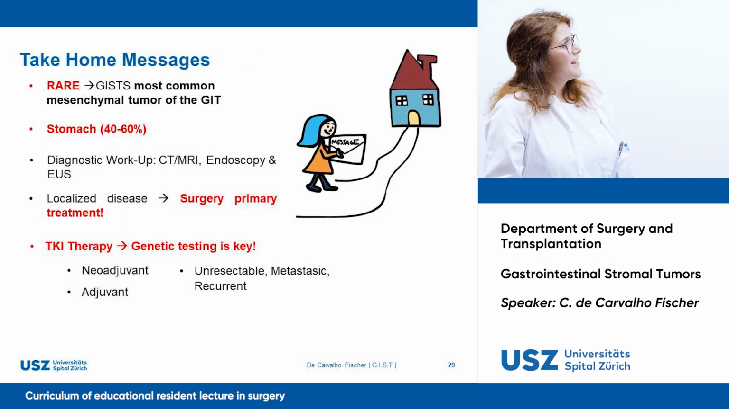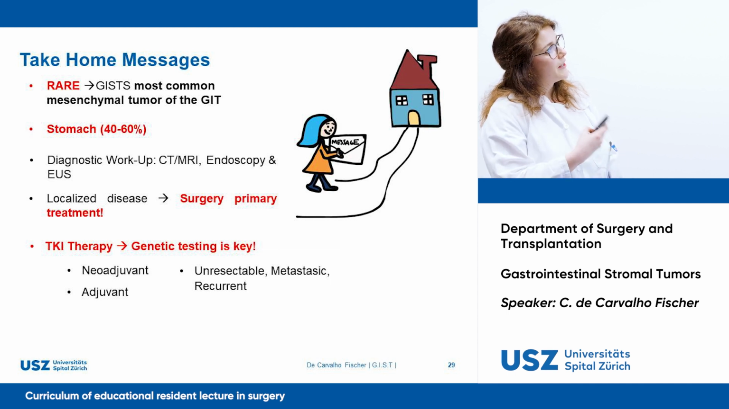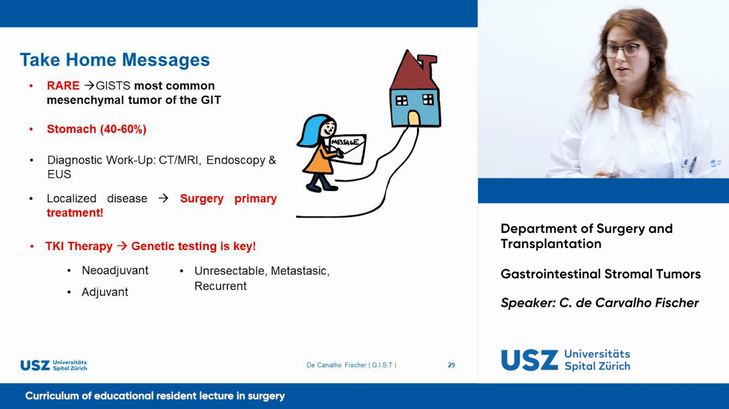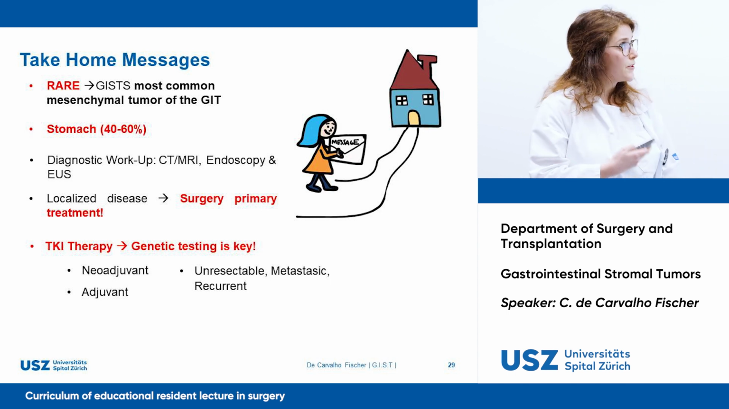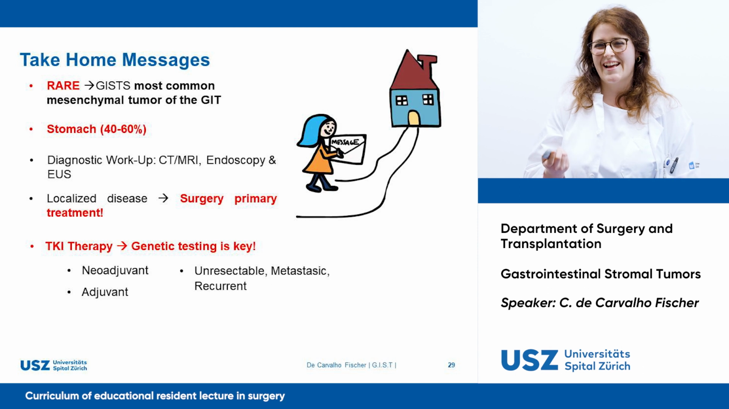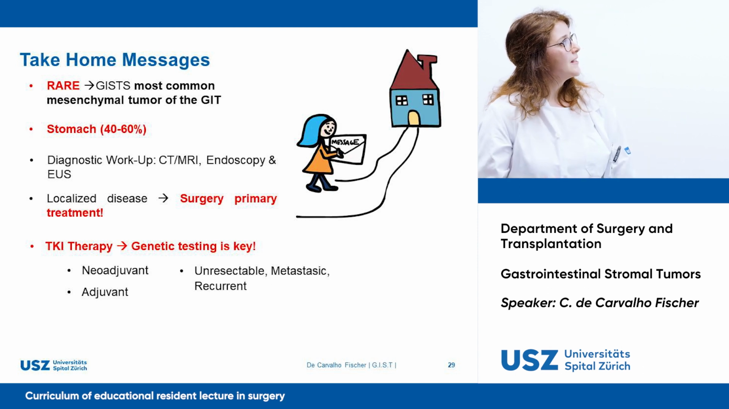That takes us to our take-home messages. GISTs are the most common mesenchymal tumor of the gastrointestinal tract. However, they are rare. They are mostly localized in the stomach, but it is important to remember that those outside the stomach have a higher risk for a less favorable prognosis.